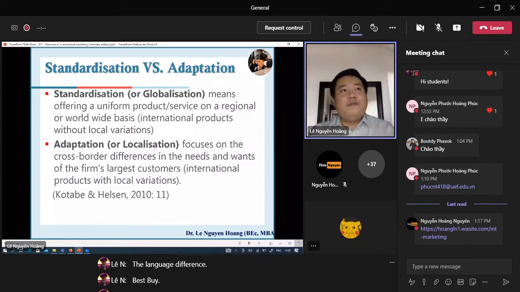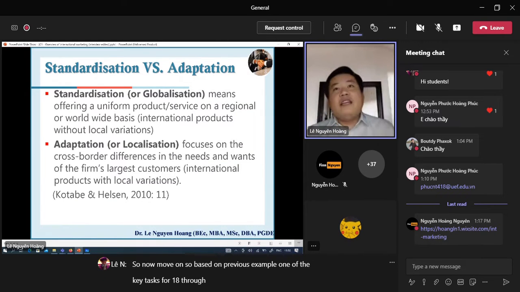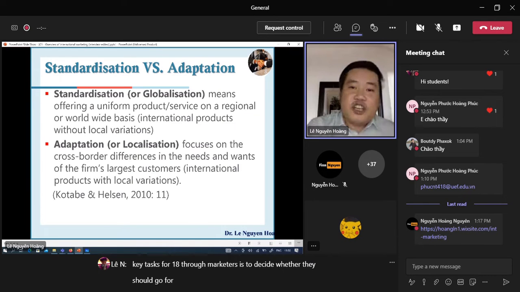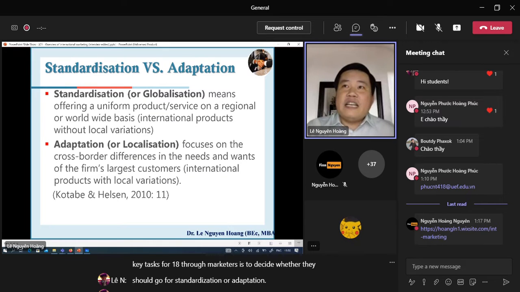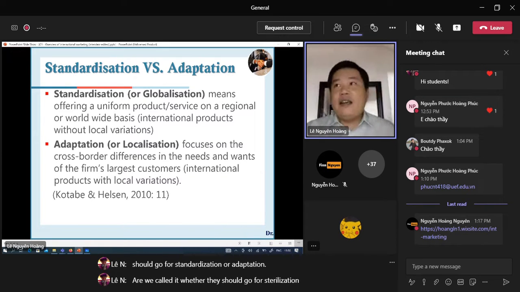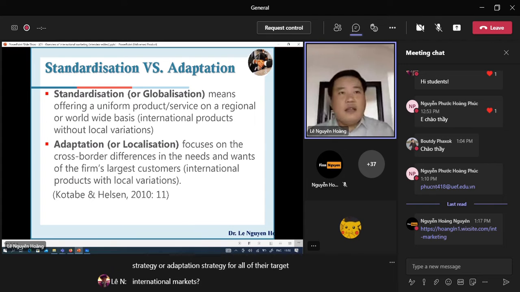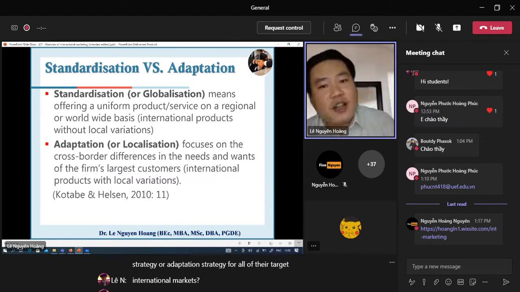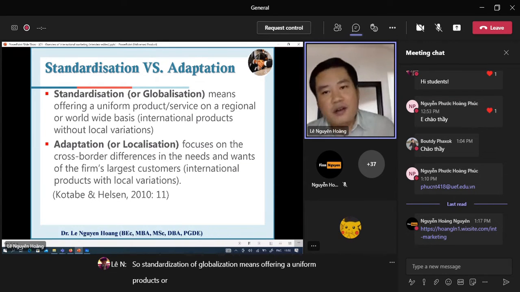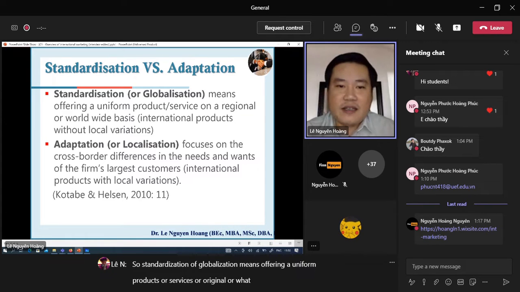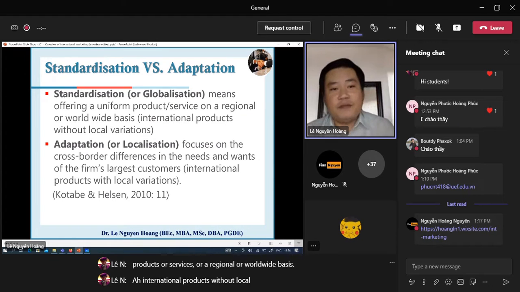So now let's move on. Based on the previous example, one of the key tasks for international marketers is to decide whether they should go for a standardization strategy or an adaptation strategy for their target international markets. Standardization, or globalization, means offering a uniform product or service on a regional or worldwide basis, or international products without local variation.